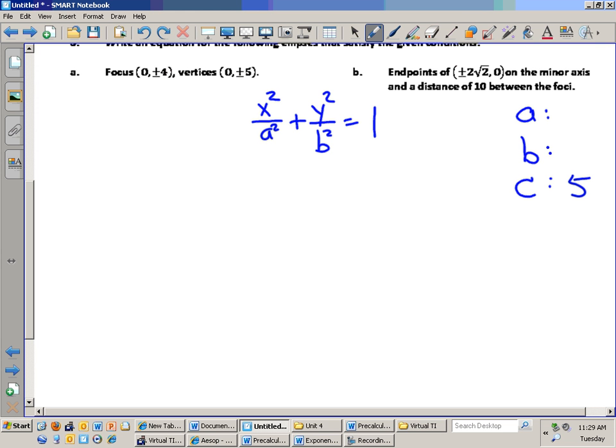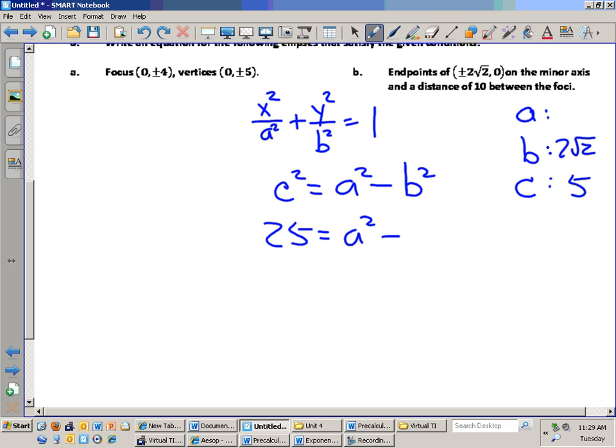Good. What else do I know? I know B. B is 2 square roots of 2, because that's the minor axis. How do I figure out A? C squared equals A squared minus B squared. C squared is 25. A squared we don't know. What's B squared? 8. 33 is A squared, so A is the square root of 33.